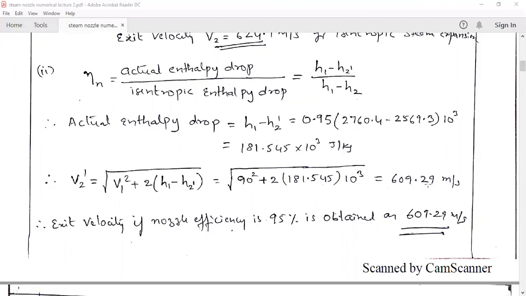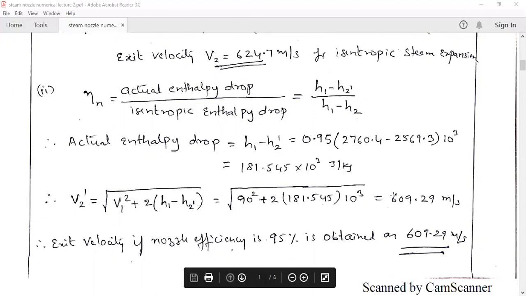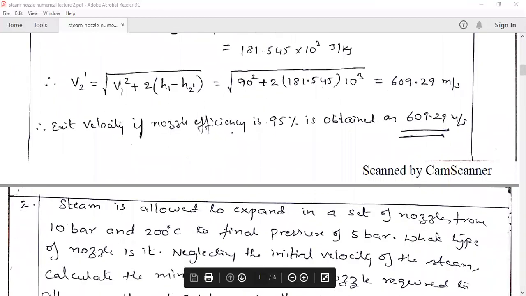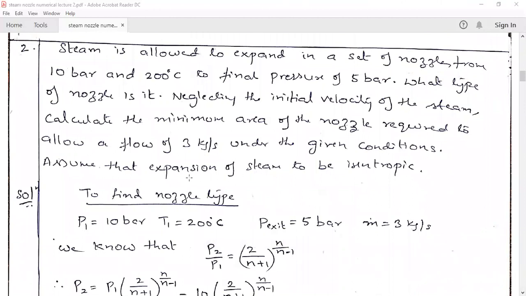609.29 meters per second. So due to friction, the isentropic or the theoretical velocity should have been 624.7, but due to friction, there will be some loss in the energy, hence the velocity reduces to 609.29 meters per second, which will be the exit velocity. Okay. Now, let's go to the next problem.